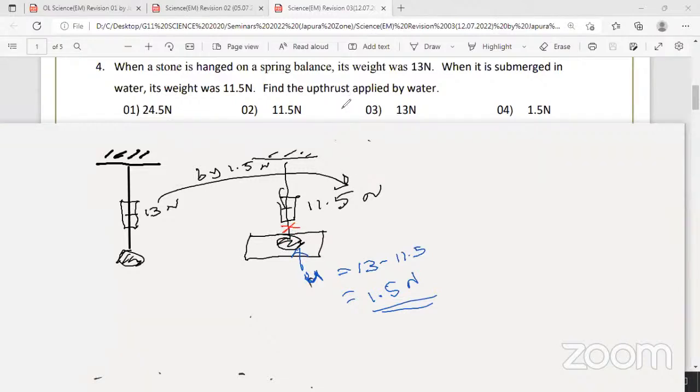So question number 4, the answer is 1.5 Newton. Please raise your hand if you got the upthrust as 1.5 Newton. Those who did this at home, you can mark with the red pen. You can check whether you are okay with the grade 10 work.